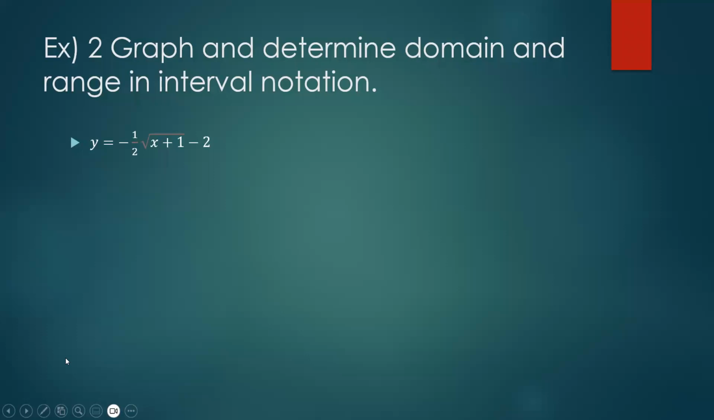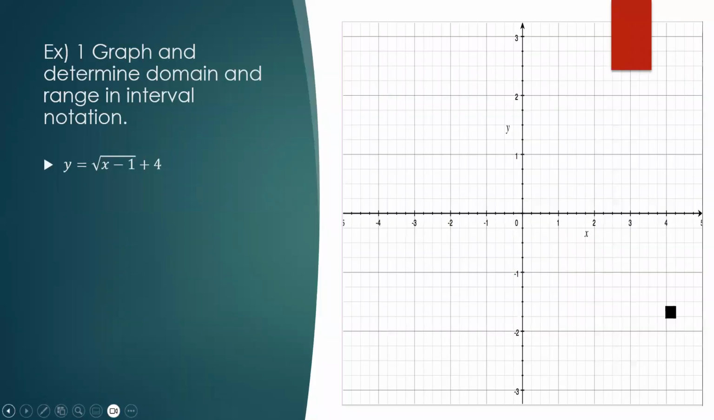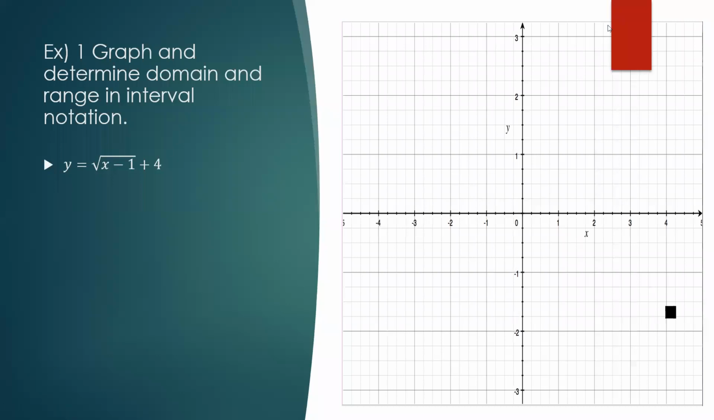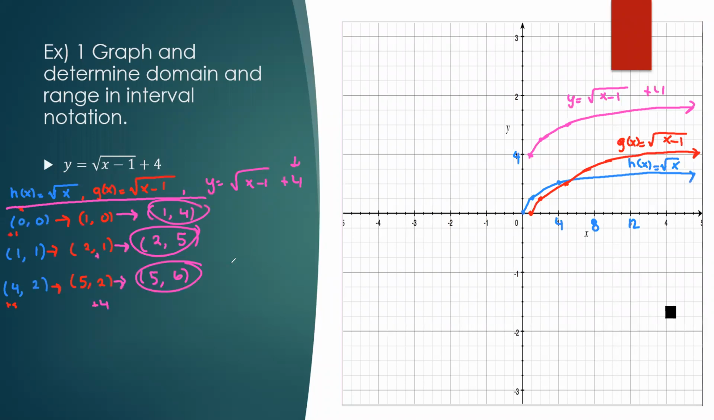Oh, shoot. Whoops. It said to do the interval notation. That's one thing I forgot to do. So let's briefly talk about the domain and range. So it's the pink one, our final graph. So what would be my domain in interval notation? It looks like our smallest x value is 1. So it's going to be bracket 1 to infinity.